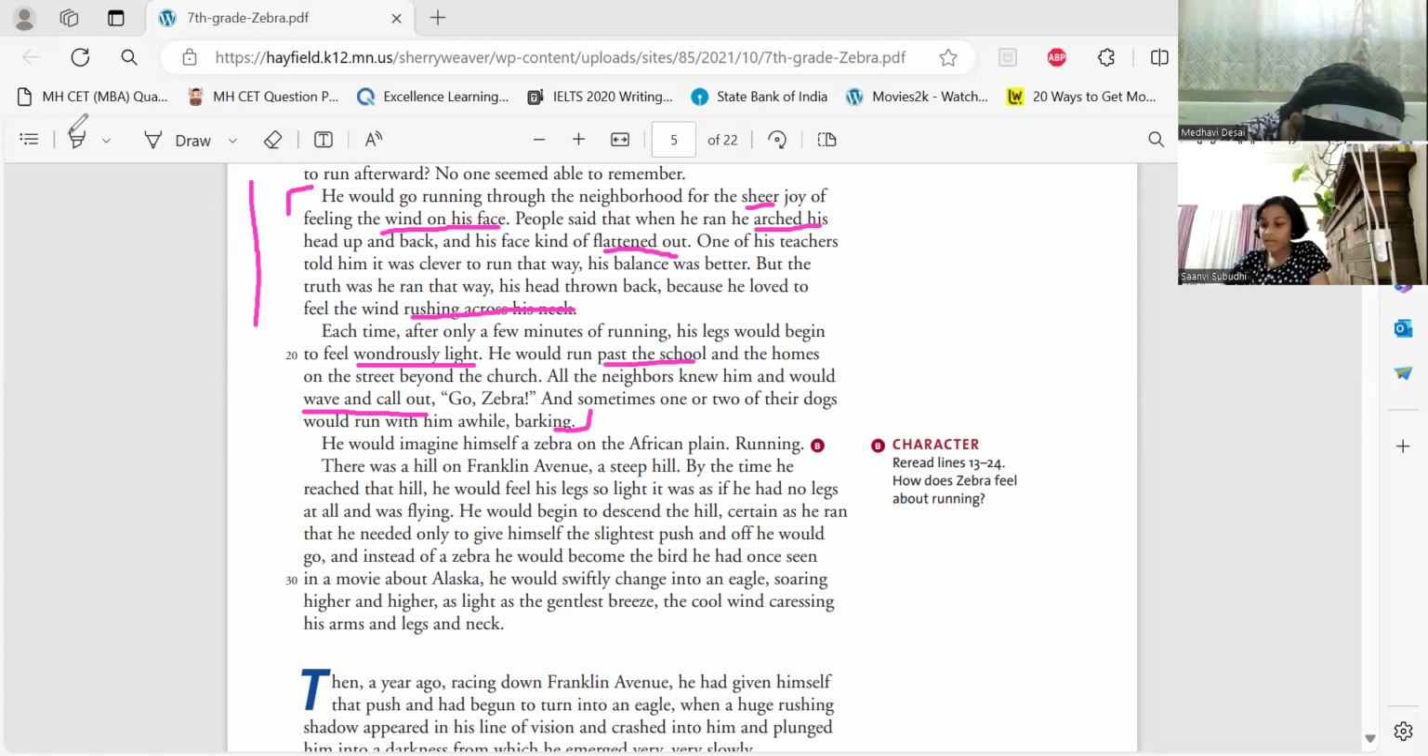Okay. So this is how it expanded to a paragraph that it was simply how he ran. And did you imagine how he ran? He arched his head up. Can you arch your head up and back? And his face kind of flattened out. That means when he was running, he was flat, because of the wind and all. And it was not something which he could probably control because his teacher told him that it was clever to run that way. Somebody told.